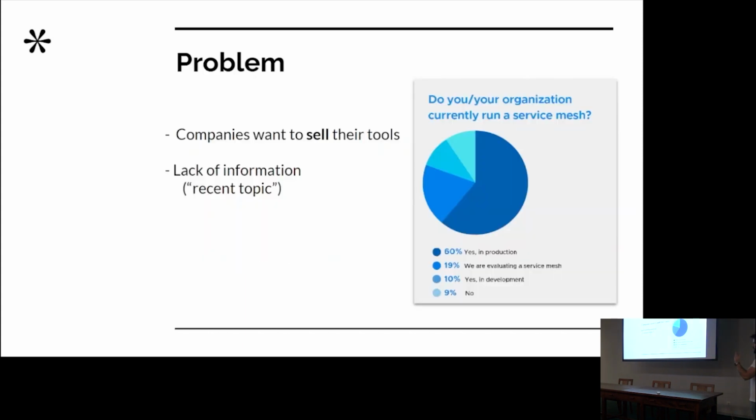So why is this important to document and to talk about service meshes? First of all, it is a recent topic, especially about 2 years ago. It was a very hot topic. We still have a lot of lack of information. And another big problem is companies want to sell their tools. Service meshes are mainly distributed by companies. Companies develop service meshes. And when I'm trying to sell something, I'm going to talk very well about my tool, right? My tool is amazing. My tool has all these cool features and powers. But like everything else, it has pros and cons.